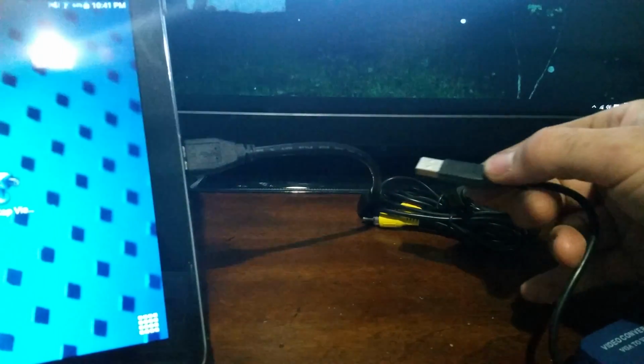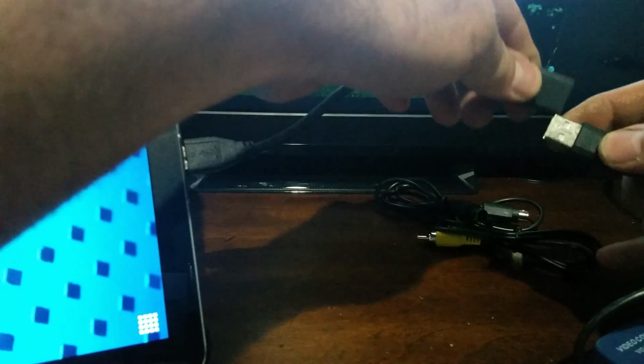Let's see if my computer recognized it. And then, of course, the tablet. Plug it into the OTG cable. And there it is. Immediately comes up.